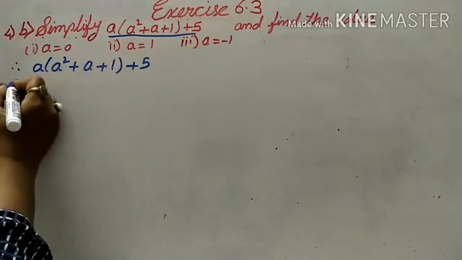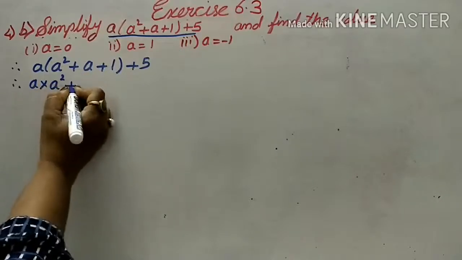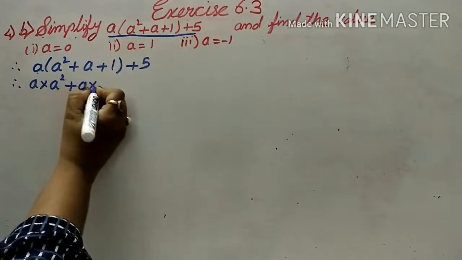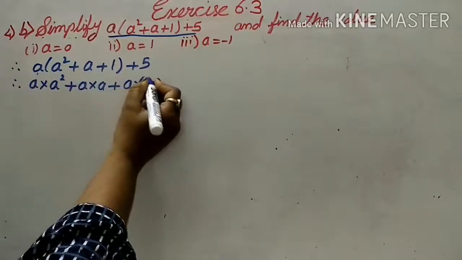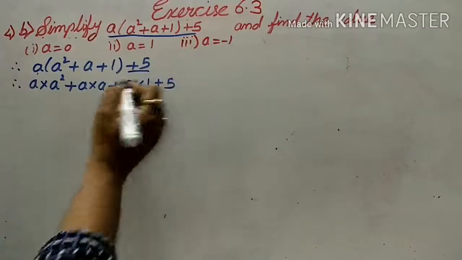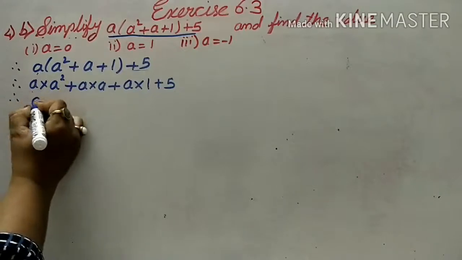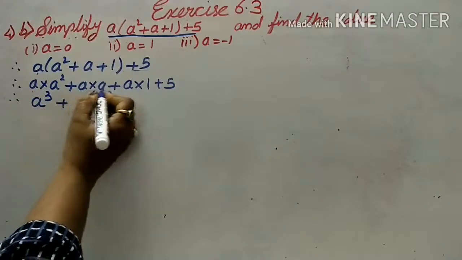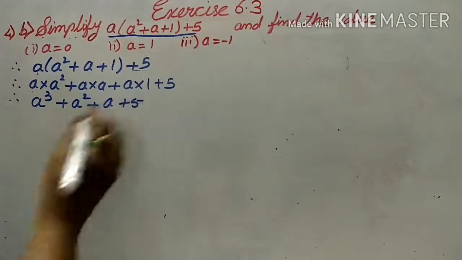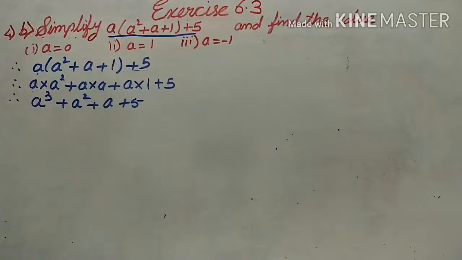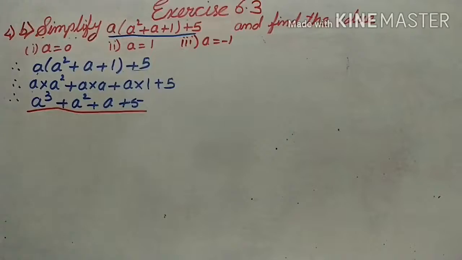Now multiply this. Therefore, a into a square, plus sign as it is. Now a into a, this plus sign as it is. Next a into 1, this plus 5 as it is, we have to write it. Therefore a into a square, it is a cube, plus a into a, it is a square, plus a plus 5. Now we got the expression. What is that? A cube plus a square plus a plus 5.